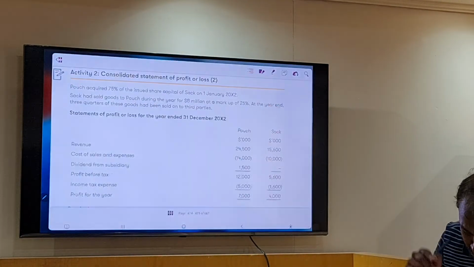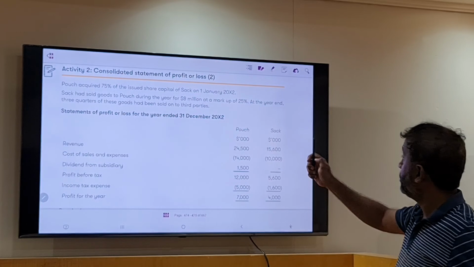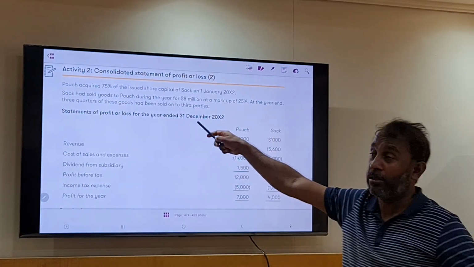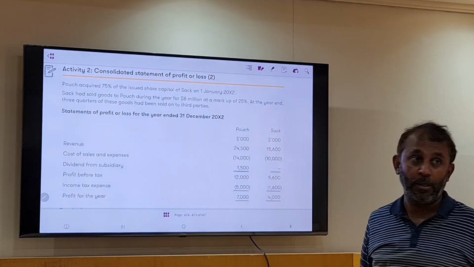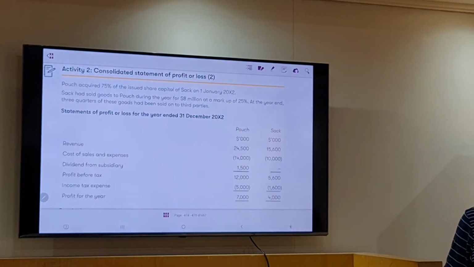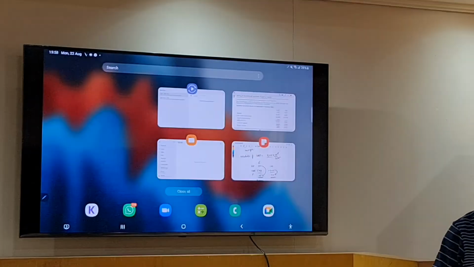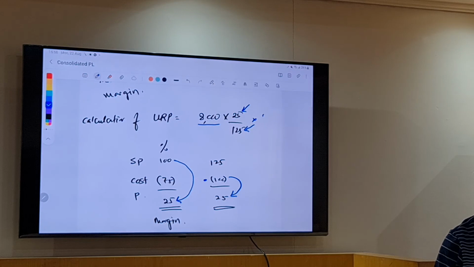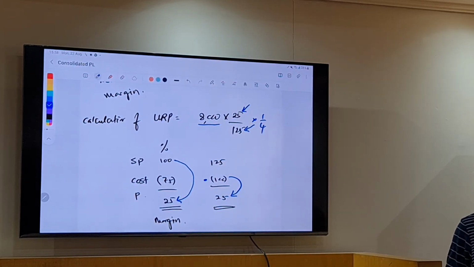They are also talking about one more thing. At the year end, 3/4 of these goods have been sold. So how much balance? 3/4 sold means how much balance? 1/4. So 1/4 of 1,600, how much do you get? So 400.